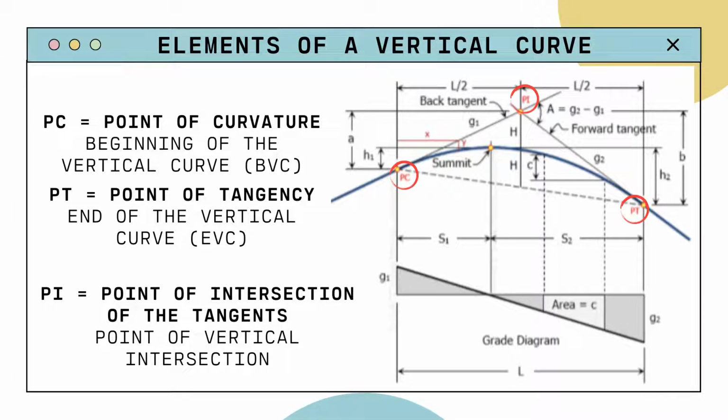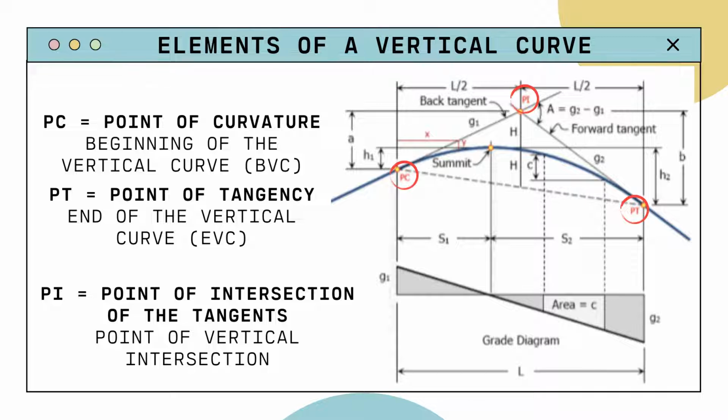And then we also have the point of intersection of the tangents. We call this the point of vertical intersection, or as labeled on the diagram, just PI. If you notice the leftmost portion of the diagram, what is encircled there is PC. It starts the vertical curve and forms the back tangent. And the rightmost portion of the diagram is labeled PT, or the point of tangency. It is the intersection of the vertical curve and the forward tangent, so it forms the forward tangent. The point where the back tangent and the forward tangent intersect is the PI.